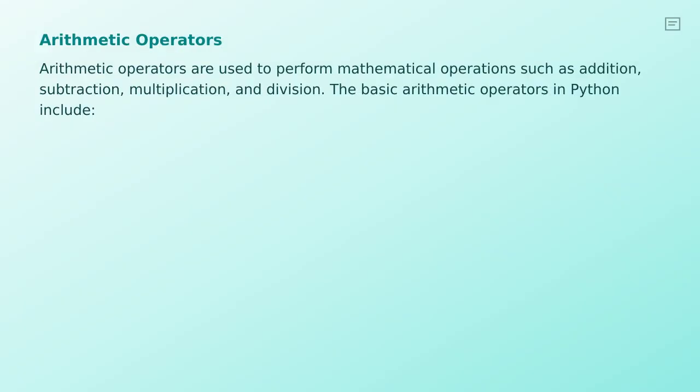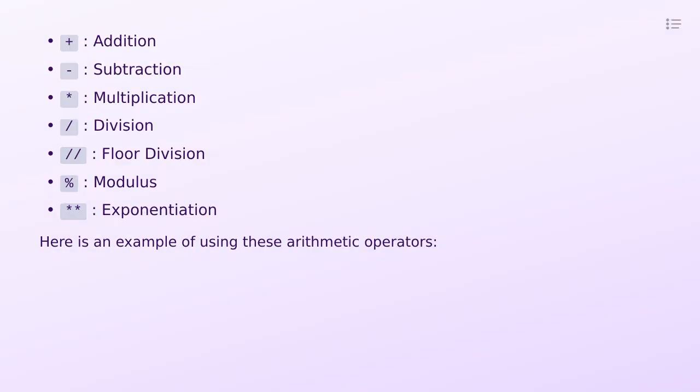Arithmetic operators are used to perform mathematical operations such as addition, subtraction, multiplication, and division. The basic arithmetic operators in Python include the following. First, plus, addition. Next, subtraction. Also, asterisk, multiplication. Check the slide for the remaining items.